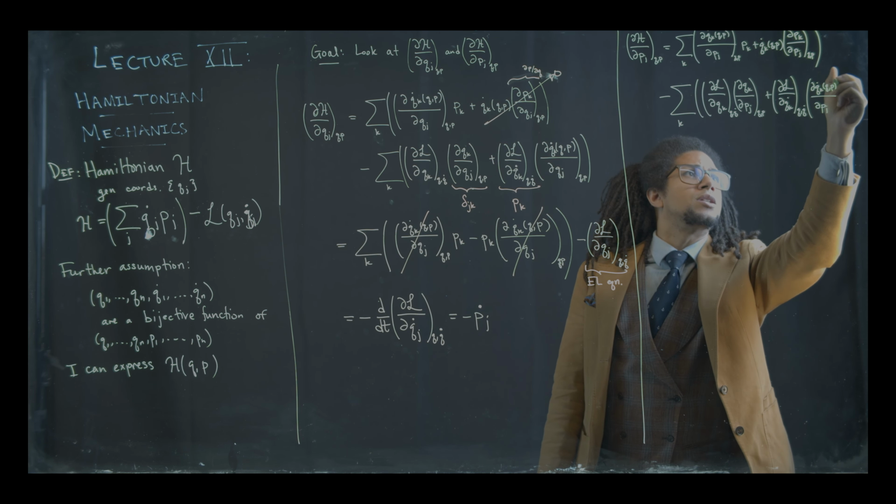All right, once again, we can go searching for simplifications. Notice that here, like before, we get a Kronecker delta because it's a derivative of pk with respect to pj.